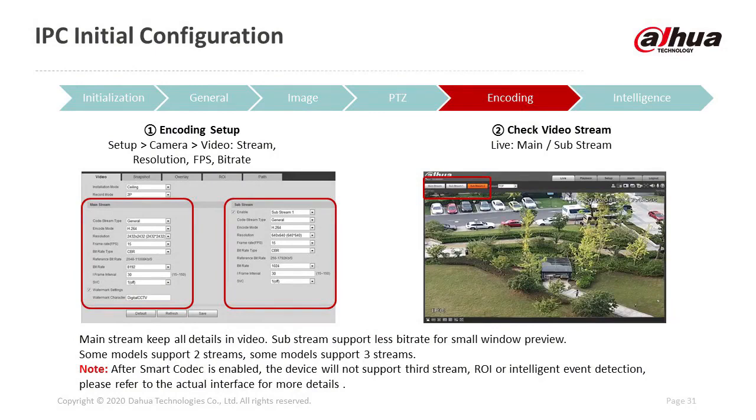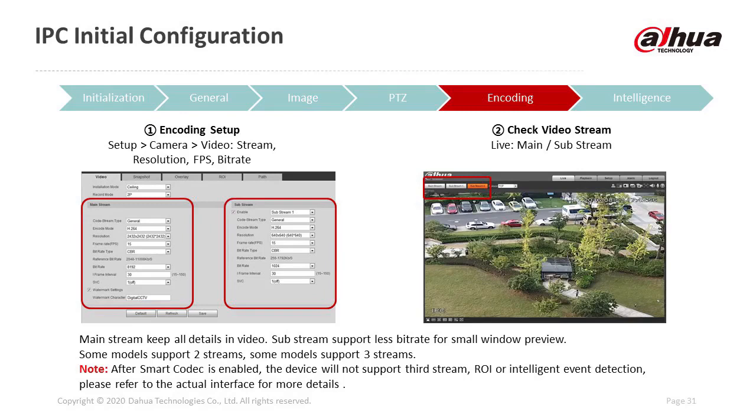The video stream includes mainstream and substream. Mainstream keeps all details in video. Substream supports less bit rate for small window preview. Some models support 2 streams. Some models support 3 streams.